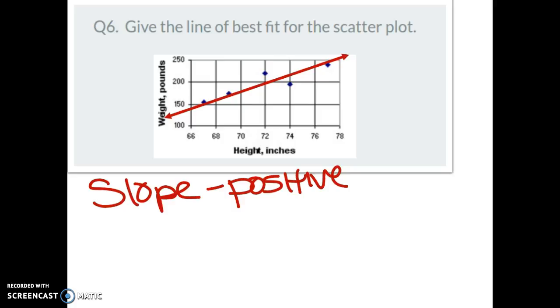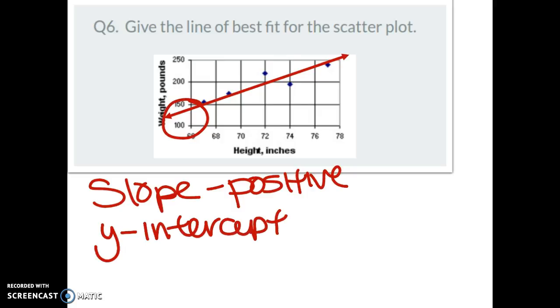I also notice that the y-intercept is between 100 and 150. How do I know that? Because of where it's touching the y-axis, approximately. So if someone was to say, hey, the y-intercept is 275, I would say, no, that's not correct. It's obviously not that. Or if someone was to say, the y-intercept is negative 58, I would say, no, that's not true, because this line is approximately touching the y-axis at about 140.